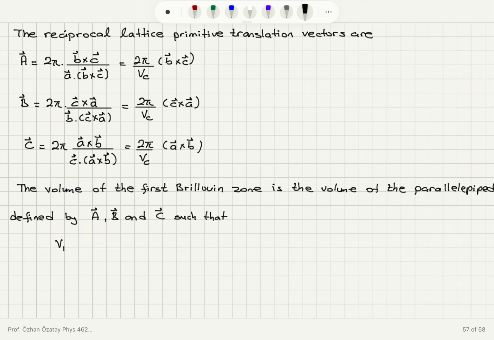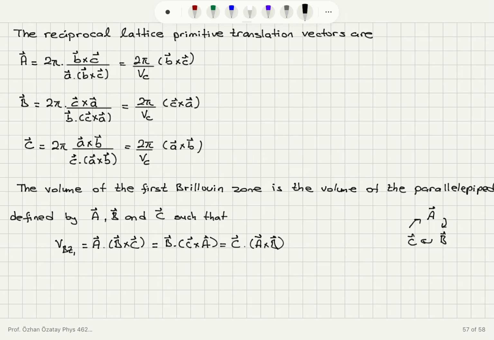The volume of the first Brillouin zone will be, again, following cyclic permutations. I can choose out of 3 options. The first possibility is capital A dot B cross C. So I form capital A, capital B, capital C cyclic permutations, or it is B dot C cross A, or it is C dot A cross B. So there are 3 different ways I can write this.